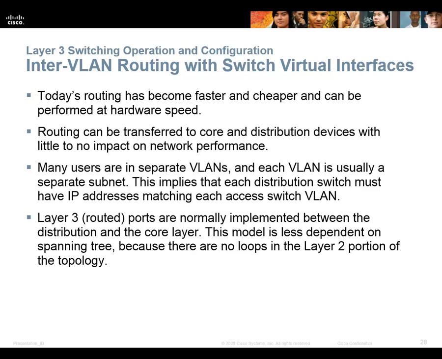So today's routing has become faster and cheaper and can be performed at hardware speed. In the old days, routers were expensive. They're not as expensive anymore. Now, I probably shouldn't say this because it's Cisco class. A Cisco router is still expensive, and a Cisco switch is still expensive. But nowadays, there are lots of alternatives to actually just Cisco equipment. You won't need this for the CCNA, but be aware of it. You may end up working somewhere that is not a Cisco shop.